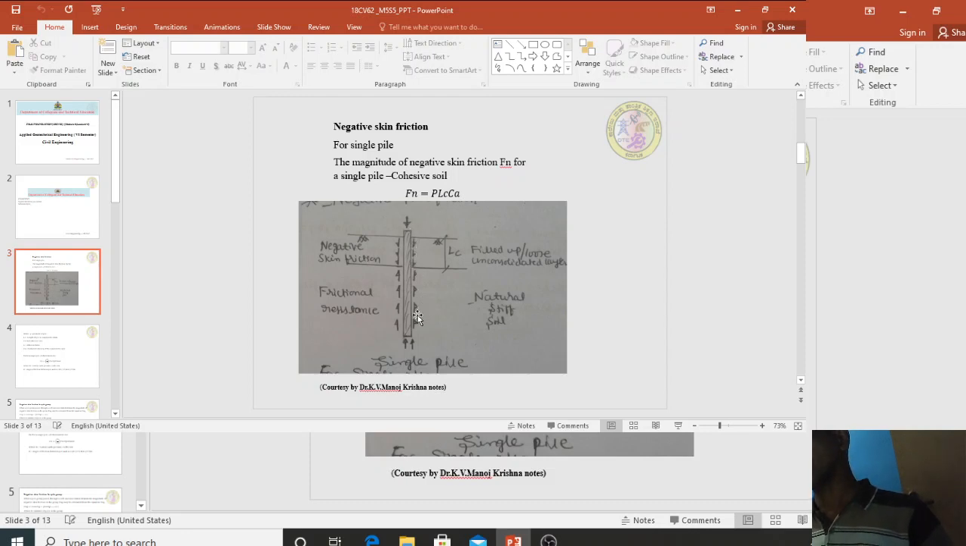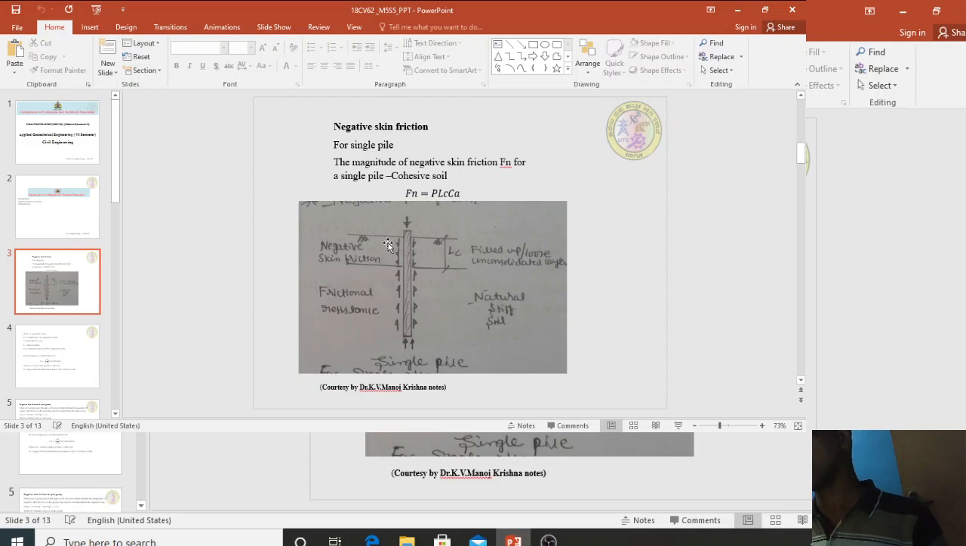So if it is a natural stiff soil, when a pile load is acting vertically downward, the frictional force is acting vertically upward. When it is a recently filled up soil, when a pile load is acting downward, the friction component, instead of acting upward, is also acting in the downward direction, and this downward friction from the pile skin is called negative skin friction.